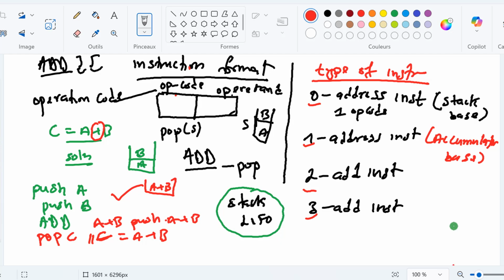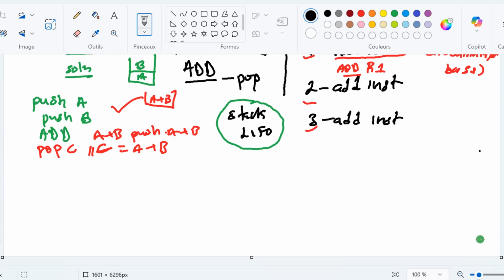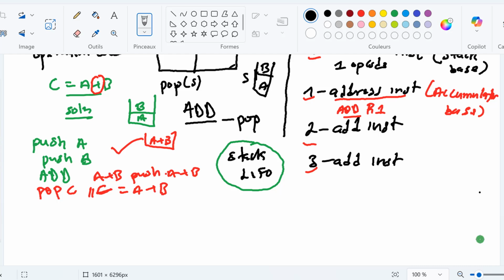Now let me take an example for one address. I can have something like ADD R1. When you see something like that, with just one operand, the operation, the opcode, is just add, but what follows is one operand. And they can give this same question where they say C equals A plus B, and ask you to represent it, but now using the one address instruction, not zero again.